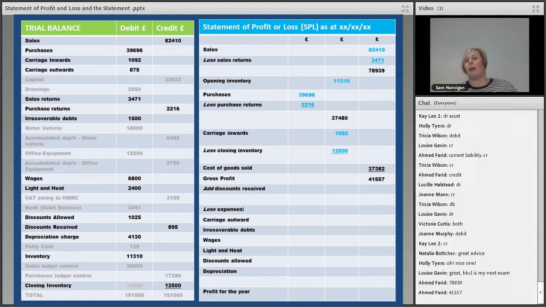Then we've got to add on any additional revenue, so anything that we've received. It could be discounts received or advertising income received, but in this example we've only got discounts received. Now remember, you're adding that on because it's additional income. So you've got your gross profit plus your discounts received to give you your 42452.